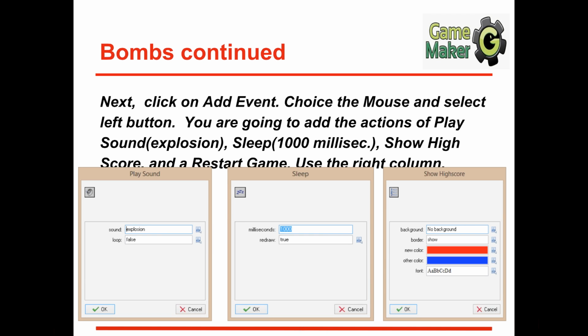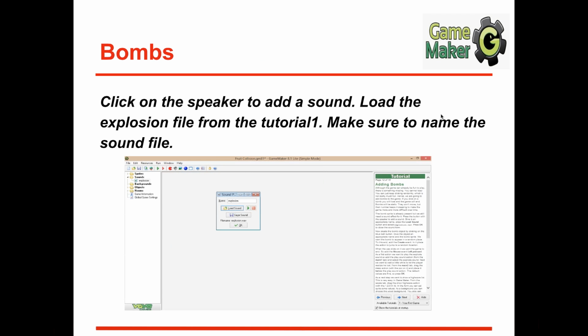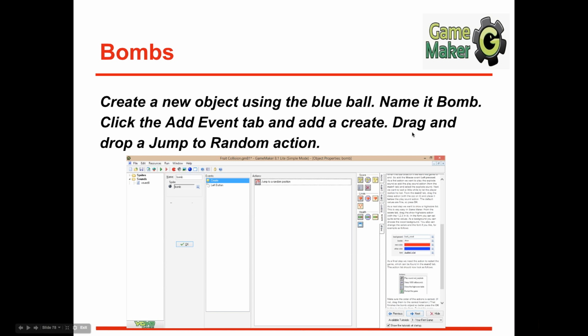So I'm working on the bomb right now, and like I said, I kind of lost everything about the bomb. I was able to do the fruit, but what did we do last class? Okay, I'll show you. Hold on one second. For the bomb, you're going to skip all the sound stuff, and basically you are here. Create a new object using the blue ball. Name it bomb. Click the add event tab, and add a create. Drag and drop a jump to random. So you'll create it, and then jump to random. The jump to random will be under create and left button, and that's where you need to be to do the next slide. Okay. All right. Thank you, Catherine.